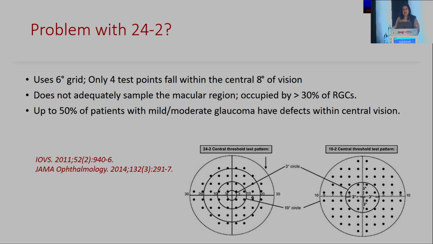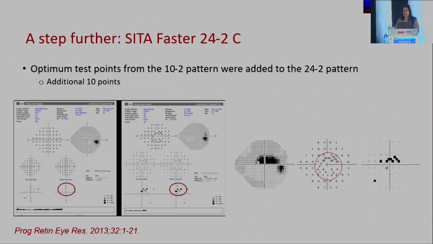So coming up to 24-2 SITA Faster, we need to understand what was the problem with 24-2, which the computing engineers pointed out. So 24-2 uses a 6-degree grid in which only 4 test points fall within the central 8% of vision, and it does not adequately sample the macular region, which is occupied by more than 30% of retinal ganglion cells. And we know that even in patients with mild disease, there are several defects in the central vision.